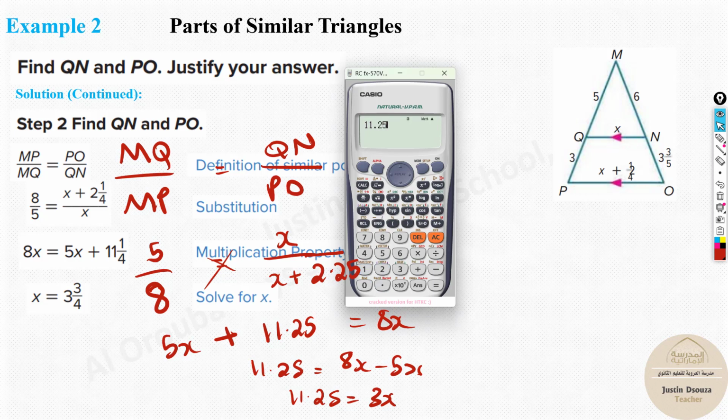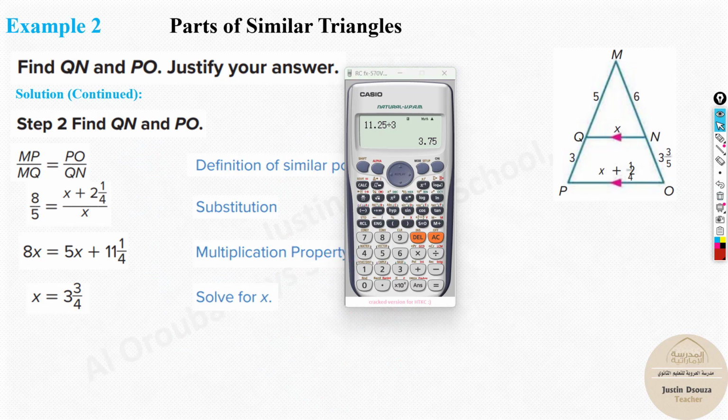11.25 divided by 3, that is 3.75, which is equal to 15/4. But you can keep it in 3.75. That's much easier. Okay. Now, is the answer over? We found x value. But that is not the thing. It's not only for x. We need to solve QN and PO. So that means we need to substitute x back. What is QN? QN is equal to x. That means it is equal to 3.75. Okay, that's easy.